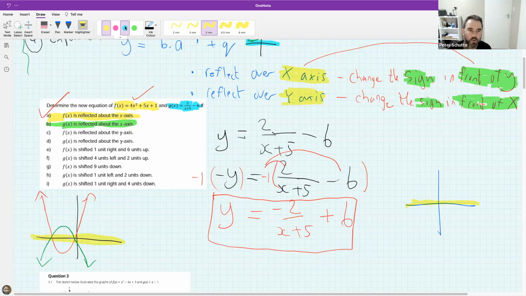Now, I want you to move on to the blue one. So I want you to do C, and I also want you to do D, which is the pink one. And now you have to reflect F and G over the y-axis. Okay.